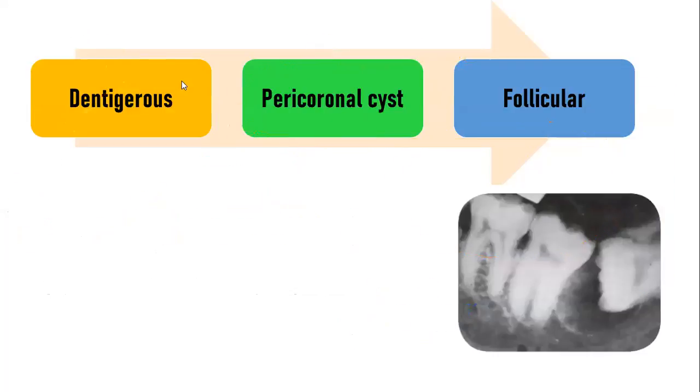It is called the dentigerous cyst because dentigerous literally means to enclose or bear a tooth within it, right? Bearing tooth. It is called a pericoronal cyst because it surrounds the crown, right? Pericoronal. And it is called a follicular cyst because of the expansion of the dental follicle.